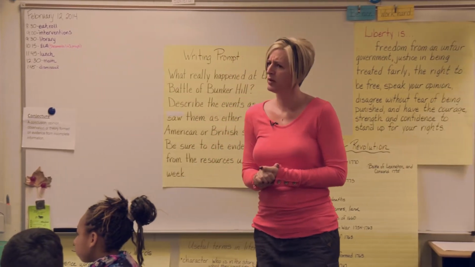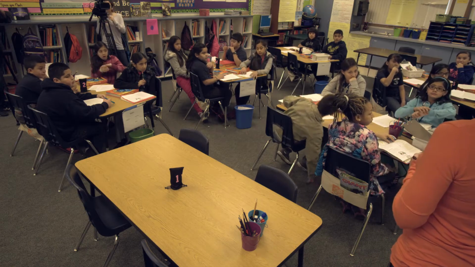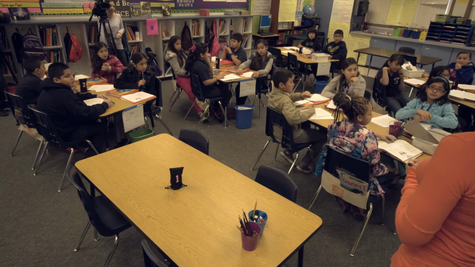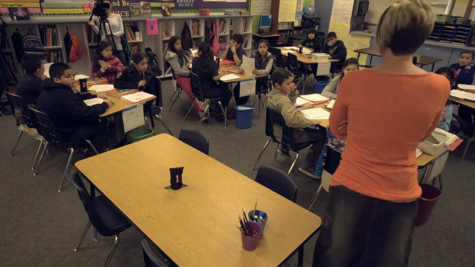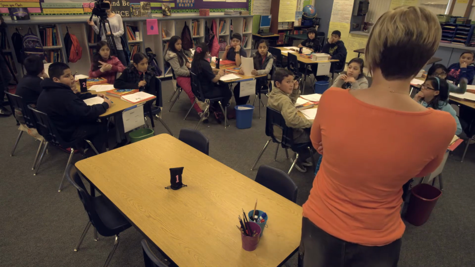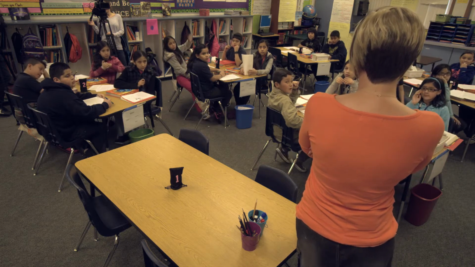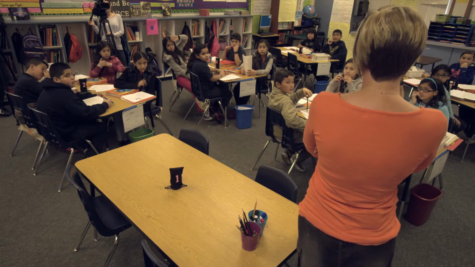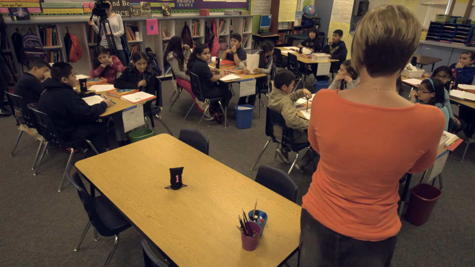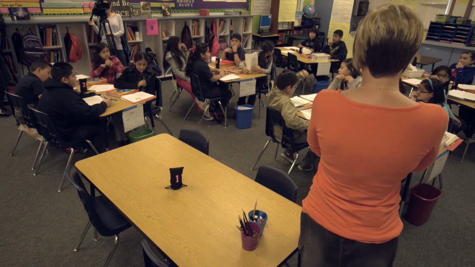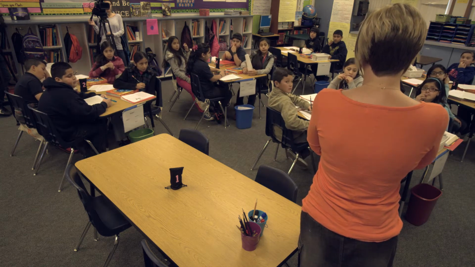Who won the battle? Who won? The British. Okay, Emily, why did the British win? Because the Americans ran out of ammo. Americans ran out of ammo. Colby? And the British had more people. There were more than 2,000 people. They had more than 2,000 people. Okay, so Melvin, you want to carry on with that? Why did the Americans lose that battle? Because they ran out of ammunition and they were outnumbered. Okay.